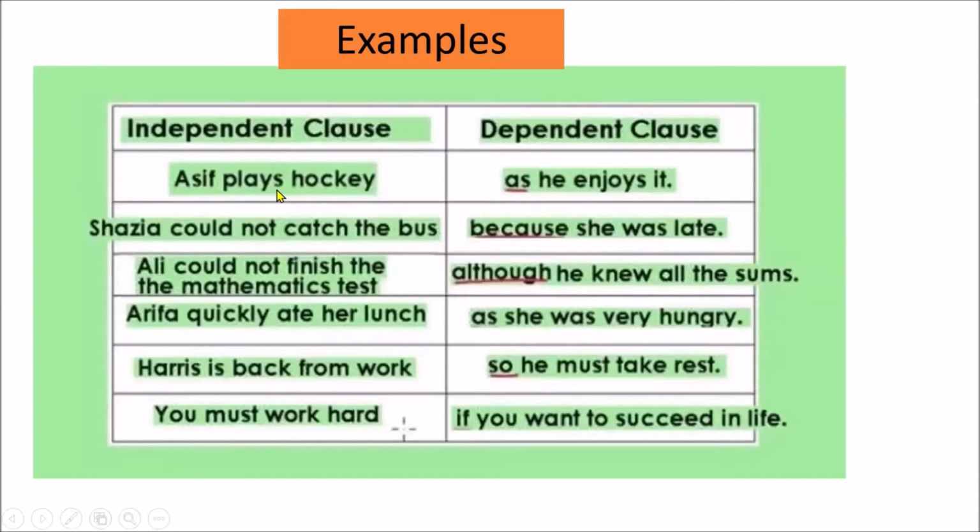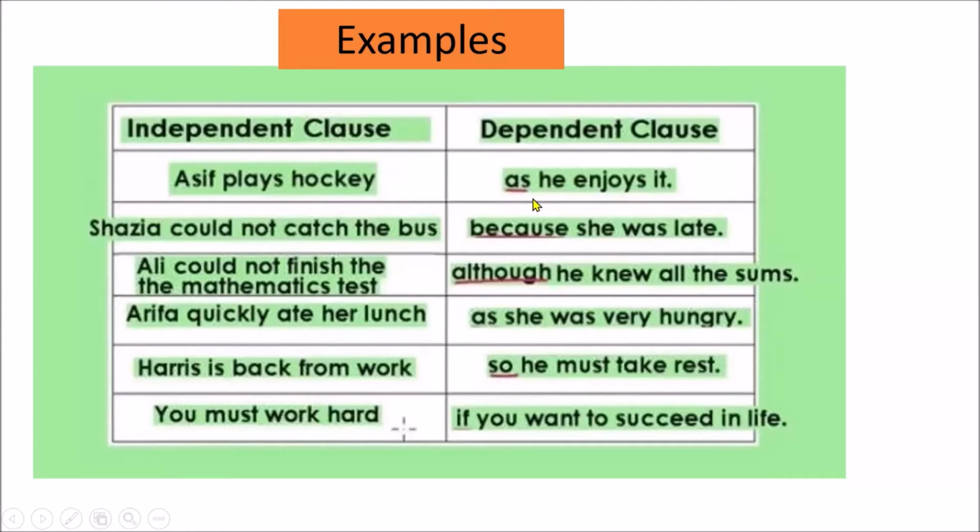Now there are a few examples from which you will understand very clearly, and it will be easy for you to differentiate between independent clause and dependent clause. So first one is, Asif plays hockey as he enjoys it. So Asif plays hockey, that is an independent clause because it has complete meaning. It doesn't need any other clause to complete its sense.